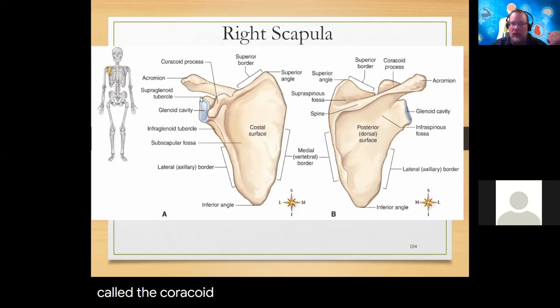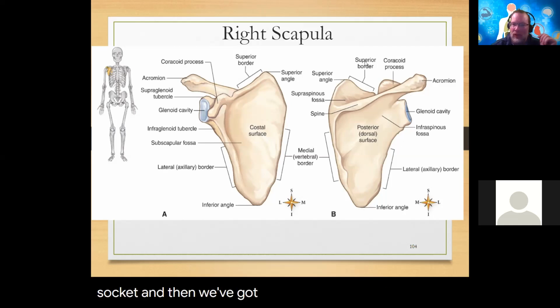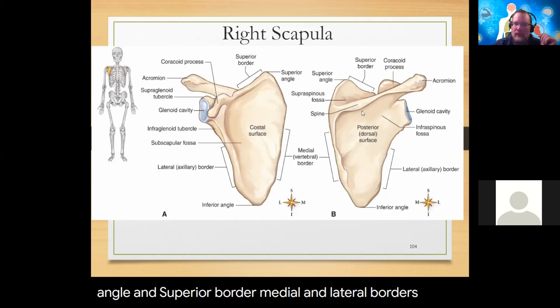And then we've got a groove called the glenoid cavity or the glenoid fossa. This is the shoulder socket. It's a pretty shallow socket. And then we've got a couple of landmarks: superior angle, inferior angle, and superior border, medial and lateral borders. Okay. So there, and then again, that spine.